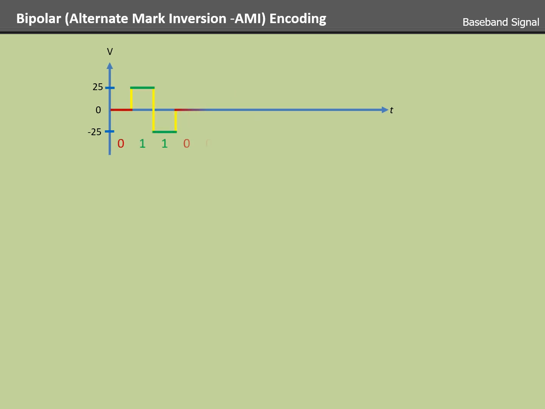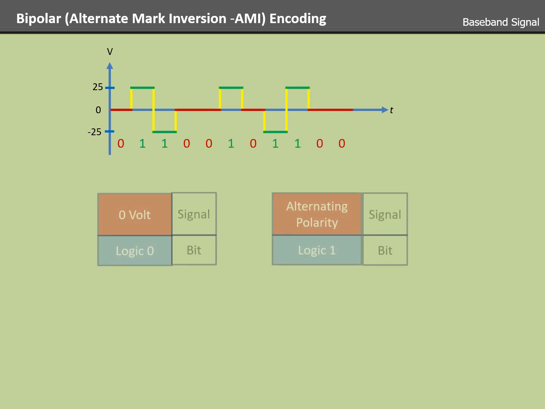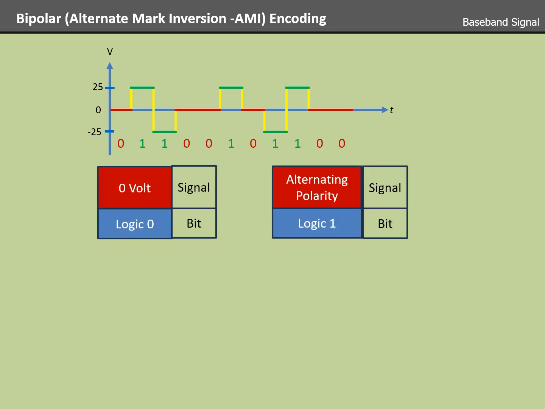Now we come to bipolar encoding. Bipolar encoding is also known as alternate mark inversion. It has 3 voltage levels. Logic 0 is represented with 0 volt. Logic 1 is represented by alternating polarity pulses.